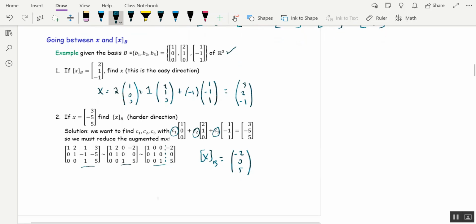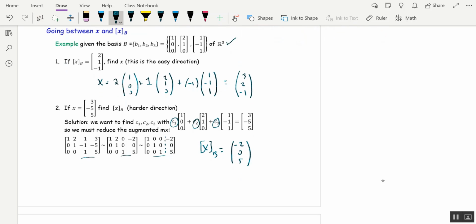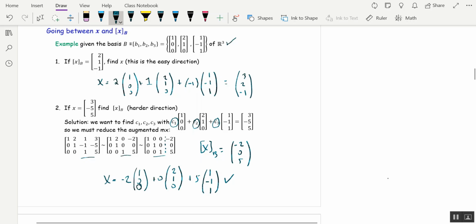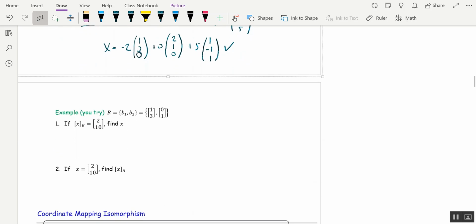Now you can do a safety check. You can check, is it really true that x is -2 times b1 plus 0 times b2 plus 5 times b3? And if you do the arithmetic, you will see, yes, it is true. All right, why don't you pause the video and you try this one.